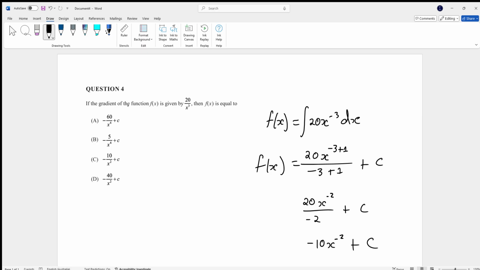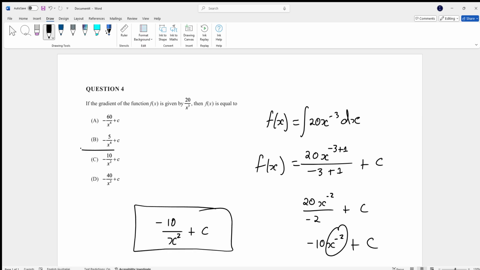Now to make it look like any of the answers there, we have to move this below the fraction again. So that can be written as negative 10 over x squared plus c. So your correct answer is going to be C.